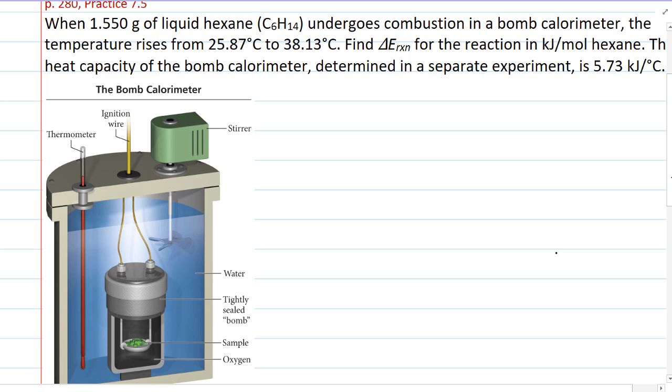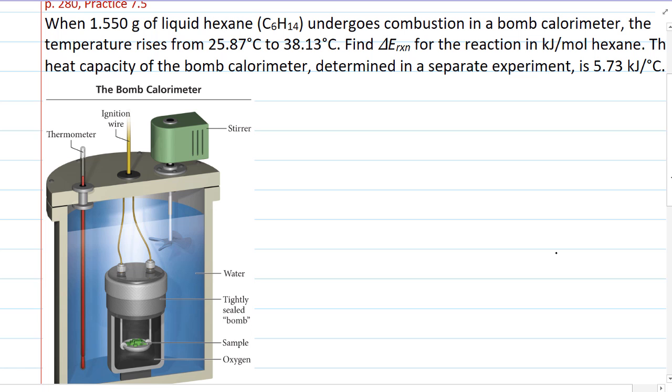That runs some electricity into the top of this device, and when we run the electricity through there, that wire heats up. Once it heats up, it will cause the sample to burn. And when it burns, it's going to give off heat.